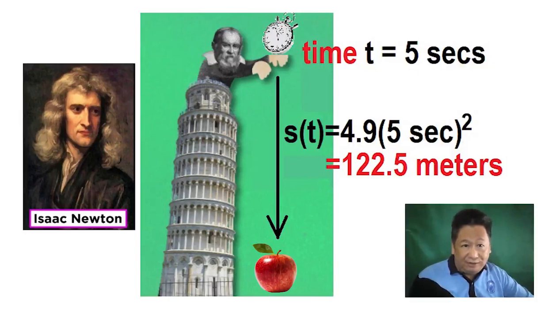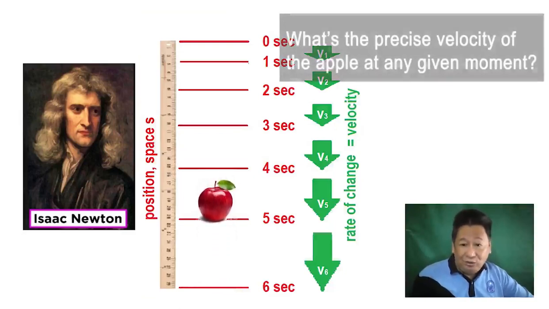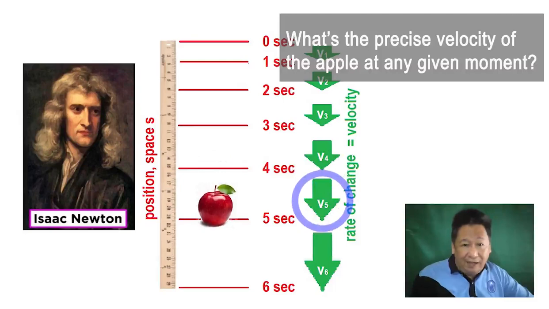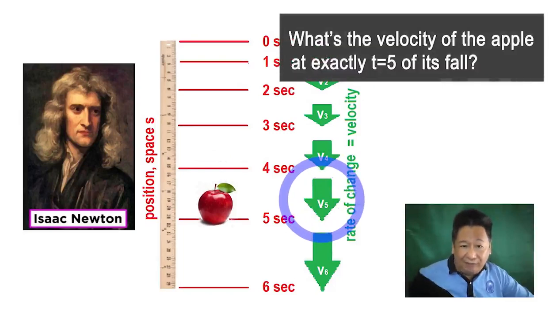But Newton wanted to calculate not the distance traveled in an interval of time. Remember, what did Newton want to compute? Newton wanted to compute the velocity at any instant of time. What is the velocity of the apple at a particular moment in time? For example, what is the velocity of the apple at t equals 5 seconds of its fall? Let's see how Newton did it.